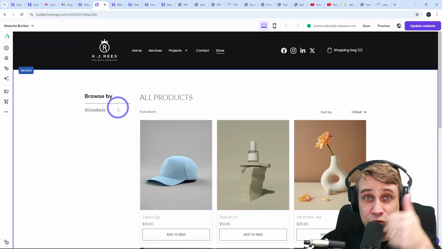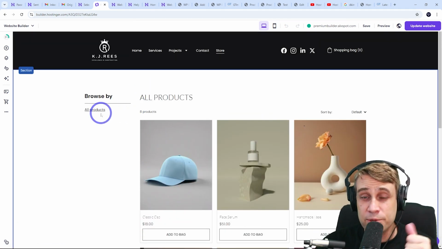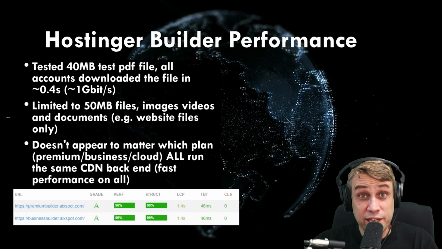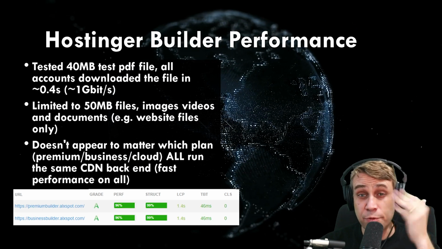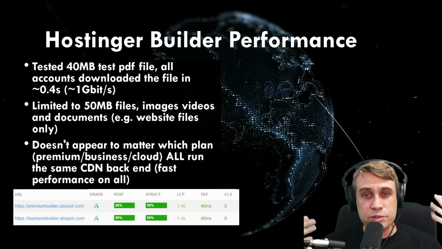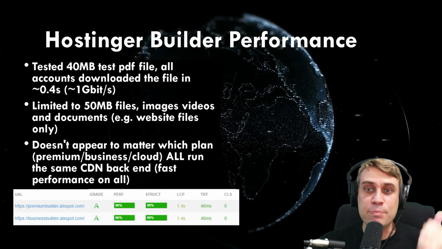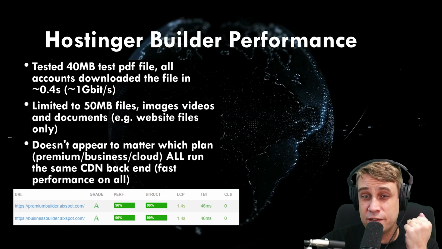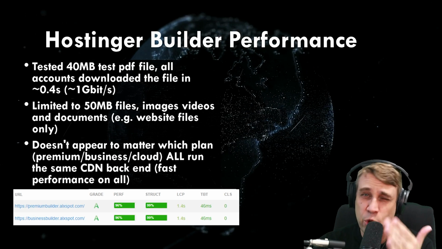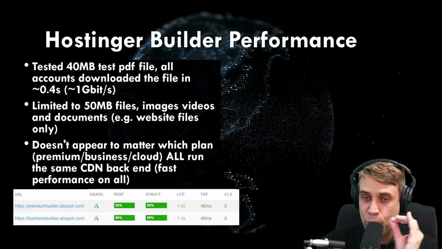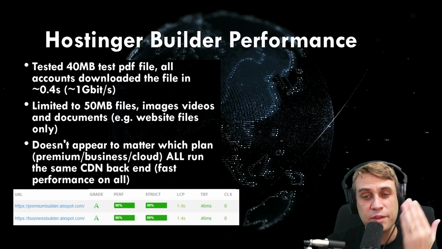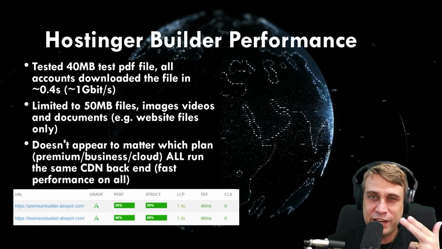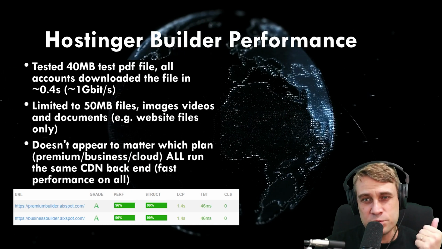But I set this up on the premium plan, on the business plan, and on the startup plan, and just ran some tests just to see what the speed difference was. This was really interesting because Hostinger's builder performance was the same across all the plans. So I tested a 40 megabyte test PDF file, and all accounts could download this in around 0.4 seconds, which works out to about a 1 gigabit network download connection. So that is really good that they're giving us that. I think that is the enterprise grade CDN, content delivery network, that they're using on their website builder.